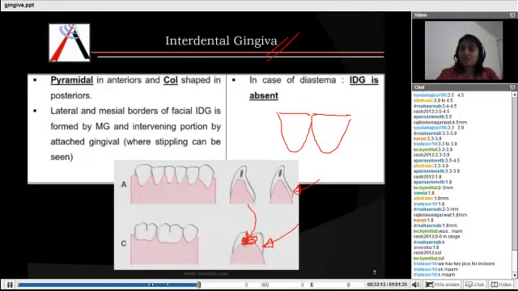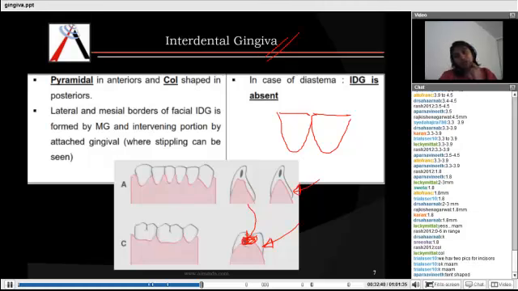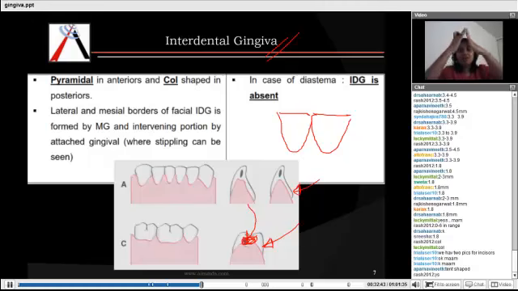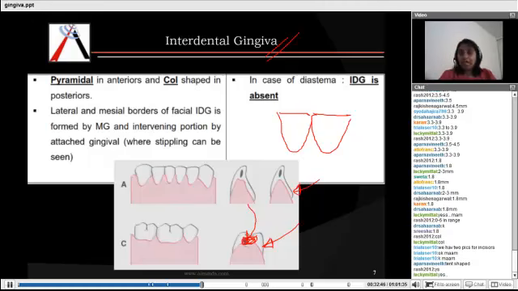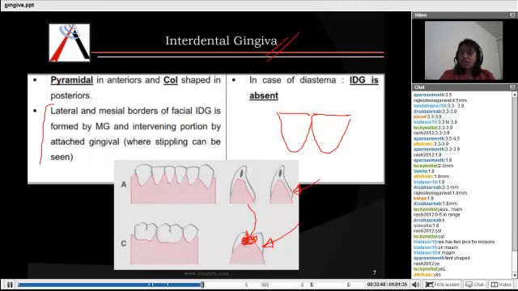So hopefully you understand this point over here, and this one point, let me explain that. Lateral mesial border of the facial interdental gingiva. When we say facial interdental gingiva, we are looking at the interdental gingiva from the front. Now look at this. We have the free gingival groove running like this, isn't it? So we have our marginal gingiva running like this over here. So our marginal gingiva makes the sides of our interdental gingiva, and the center of the interdental gingiva is made up of attached gingiva. See that? See that point?